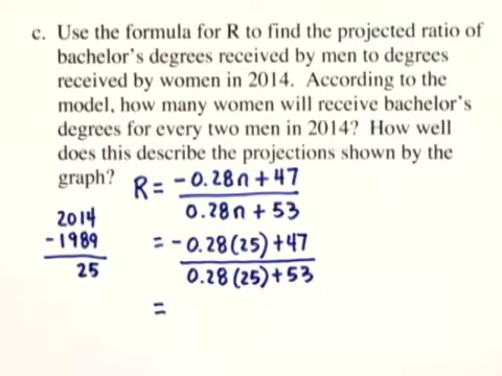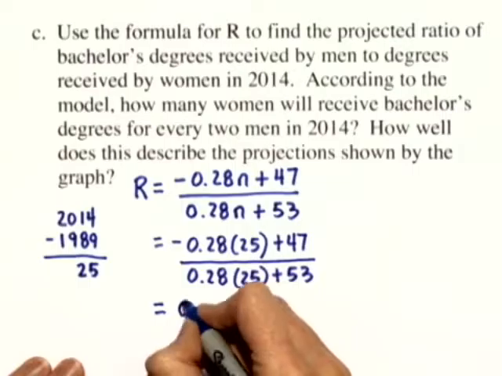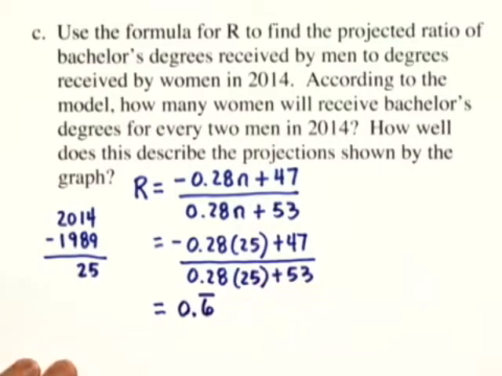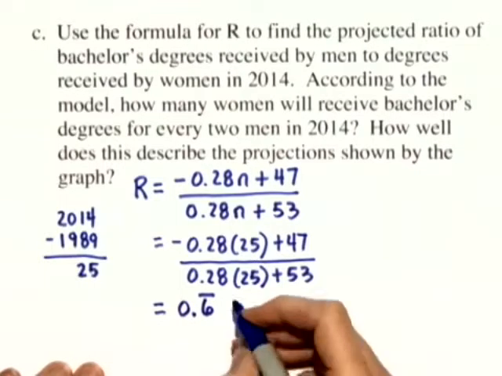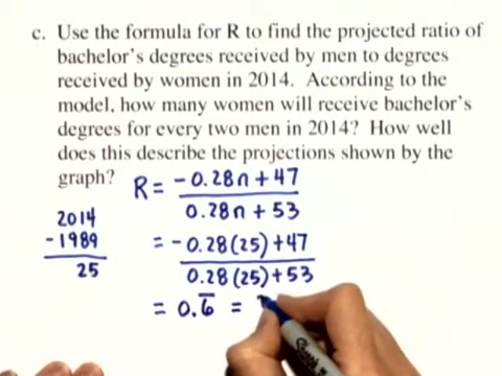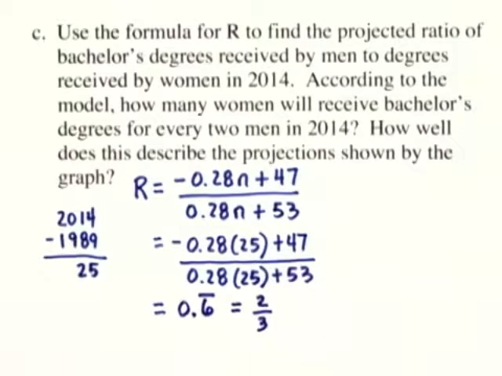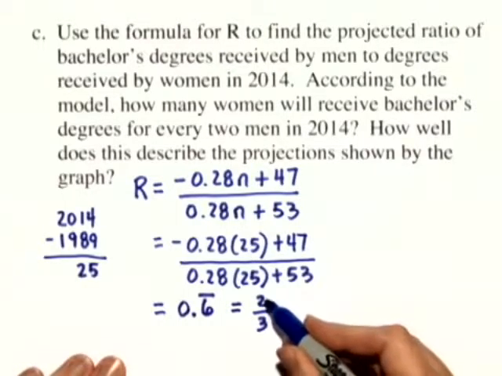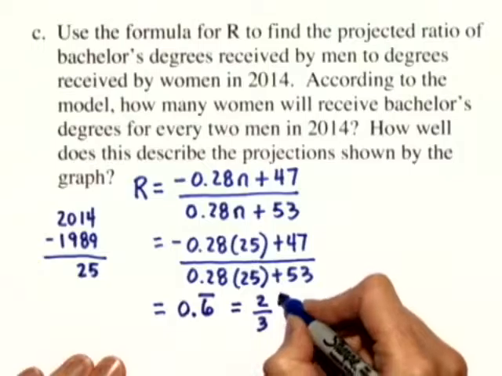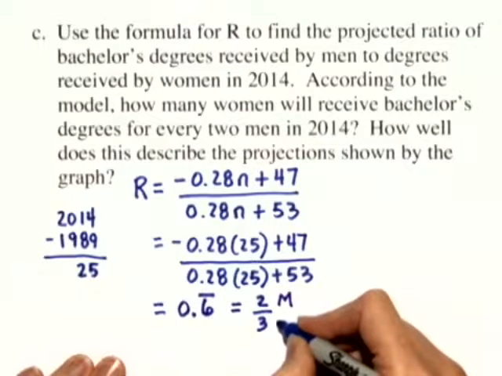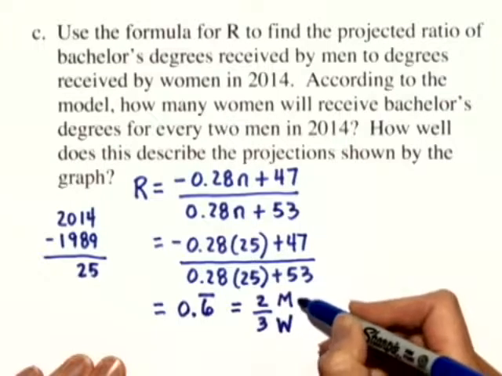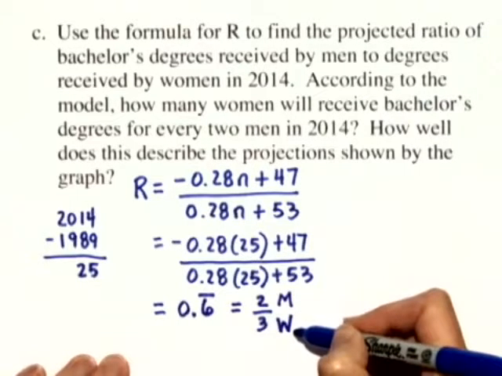When we calculate this ratio, we can use a calculator, and we come out with a total of 0.repeating 6. If you recall, 0.repeating 6 can be approximated by the fraction 2/3. So now, we've just answered the first part of Part C. So how many women will receive bachelor's degrees for every 2 men in 2014? Well, it says here our ratio is 2 to 3, so the ratio of 2/3 represents 2 men for every 3 women receiving a bachelor's degree.